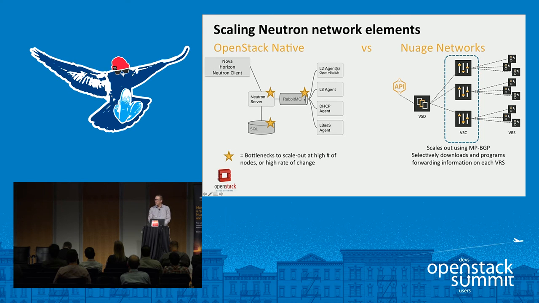And within Neutron, we've been making incremental improvements release over release. But inherently, it's a flawed design, unfortunately. So the approach that we've used is this scale-out using MP-BGP. We have an extremely high-performance controller layer. These are quite lightweight, 4 gig, 4 vCPU controllers, and each pair of them can control up to 1,000 hypervisors. If you want, you can scale out really quite significantly using that sort of scale.